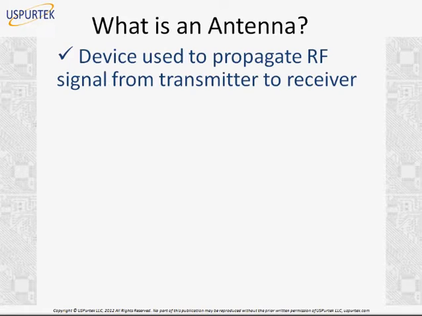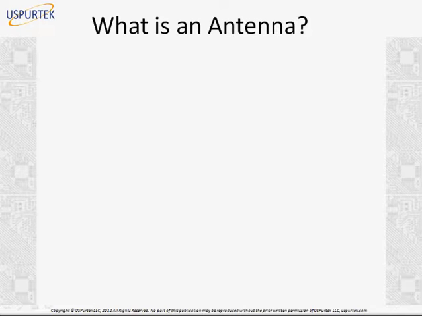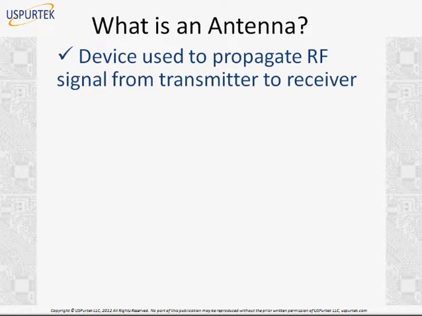What is an antenna? A very simple definition is that it's a device which we use to propagate RF or electromagnetic waves, the radio frequency signals, from a transmitter to a receiver. There must be a transmitter on one side and a receiver on the other side and a radio channel in between. This is a very common definition understood by everyone, even laymen. I have a handset and it has an antenna which I use to transmit signals to the cell tower and so on.